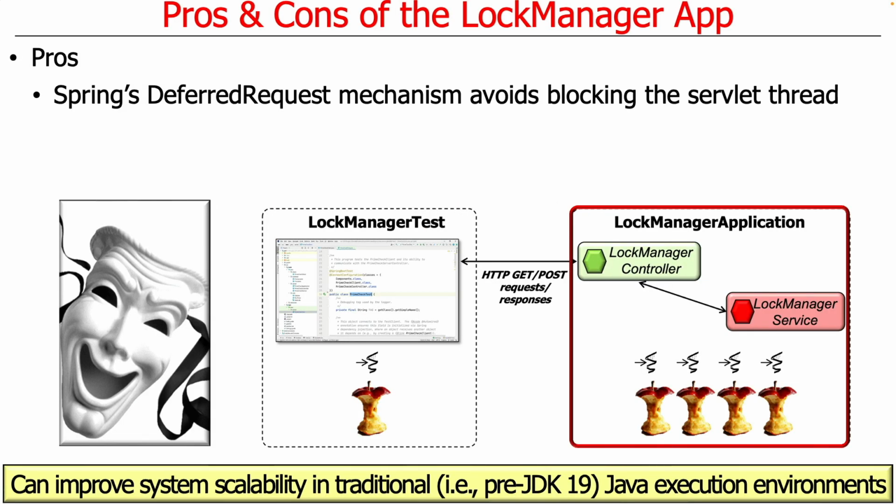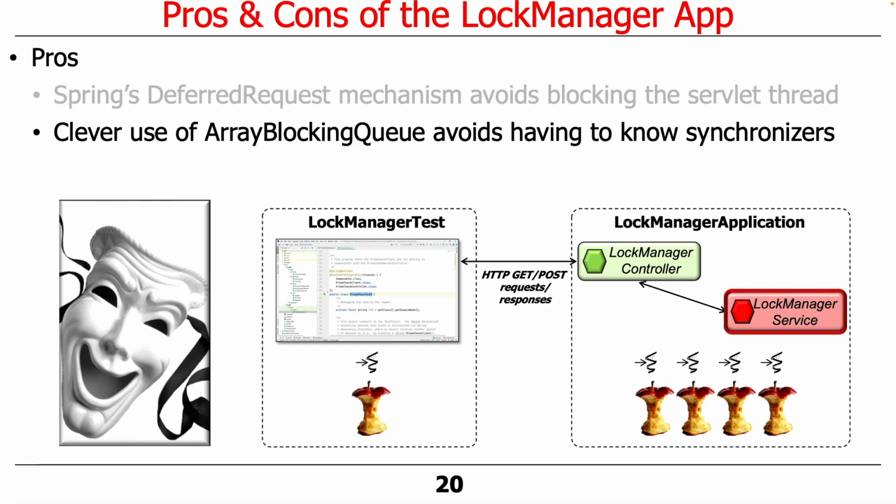So what are some of the pros and cons of doing things this way? The use of deferred request, which we're going to talk about here in a second, helps to avoid blocking the servlet thread. And therefore, you can scale things up more effectively because you don't have to borrow the thread of the servlet thread pool for the entirety of the computation. So that's a small benefit. We use a very clever use of array blocking queue to avoid having to know anything about synchronizers.